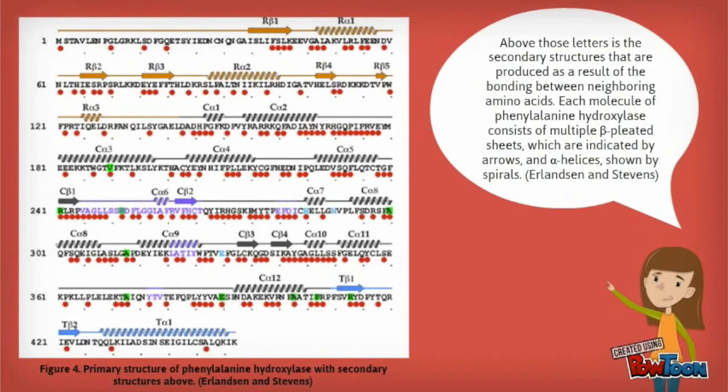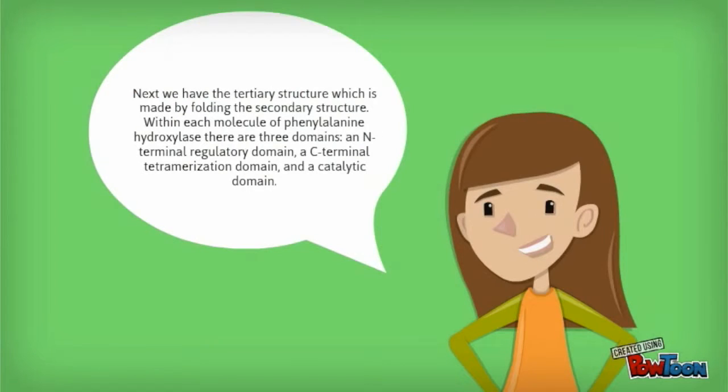Each molecule of phenylalanine hydroxylase consists of multiple beta-pleated sheets, which are indicated by arrows, and alpha helices, which are shown by spirals. Next, we have the tertiary structure, which is made by folding the secondary structure. Within each molecule of phenylalanine hydroxylase, there are 3 domains: an N-terminal regulatory domain, a C-terminal tetramerization domain, and a catalytic domain.